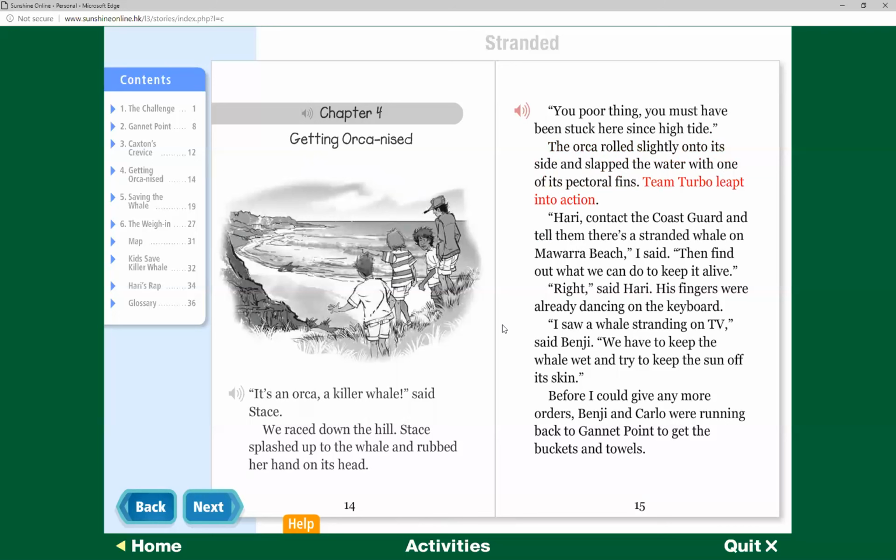Team Turbo leapt into action. "Harry, contact the Coast Guard and tell them there's a stranded whale on Mawara Beach," I said. "Then find out what we can do to keep it alive." "Right," said Harry. His fingers were already dancing on the keyboard. "I saw a whale stranding on TV," said Benji. "We have to keep the whale wet and try to keep the sun off its skin." Before I could give any more orders, Benji and Carlo were running back to Gannet Point to get the buckets and towels.